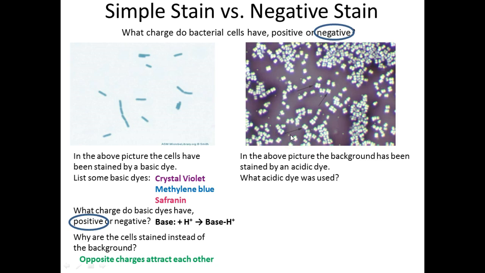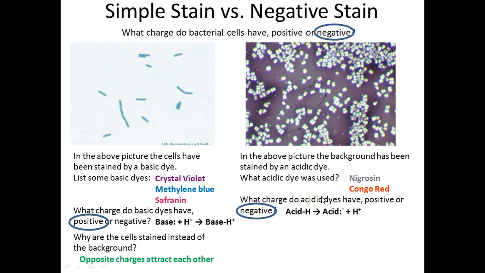So acidic dyes have a negative charge. The two acidic dyes we're going to use are nigrosin, which is this grayish black dye, and Congo red, which is, of course, a red dye. But these guys release hydrogen ions, positively charged molecules, and become negatively charged, and so they will stain the background. This is because like charges repel. So the negative cell and the negative dye are going to repel each other.